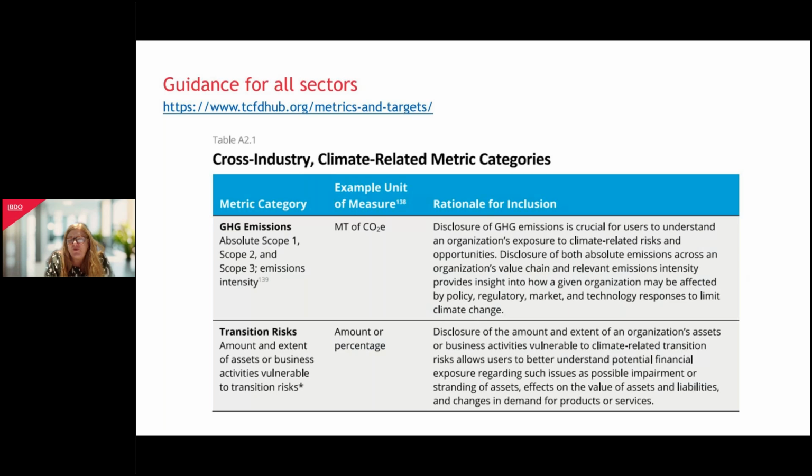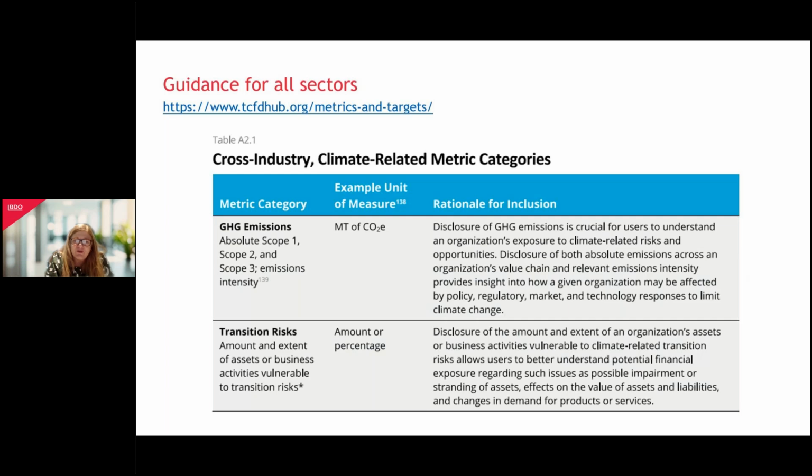They refer in that TCFD document specifically to cross-industry climate-related metric categories. They come up with categories, and they explain why they think each is an important thing to consider. Now, GHG emissions, I think, is obvious. We know there's pressure on measuring your scope 1, 2, and 3 emissions, and your emissions intensity. Investors would want to know, customers would want to know, etc.